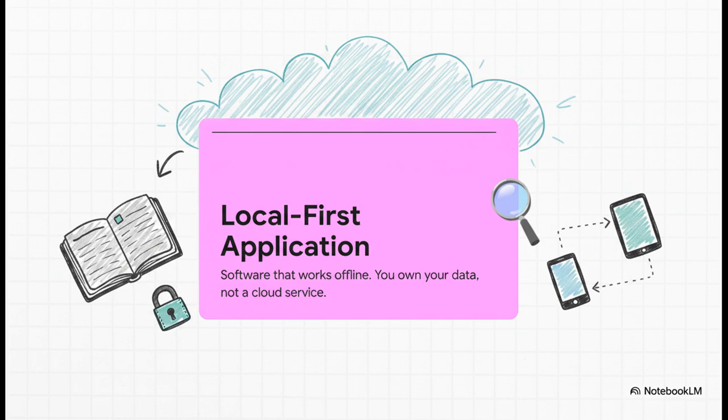The journal is yours. It's on your desk. It works even if your internet is out. You and only you decide who gets to see what's inside. That is the core principle here. Your data lives on your device. You are in complete control.